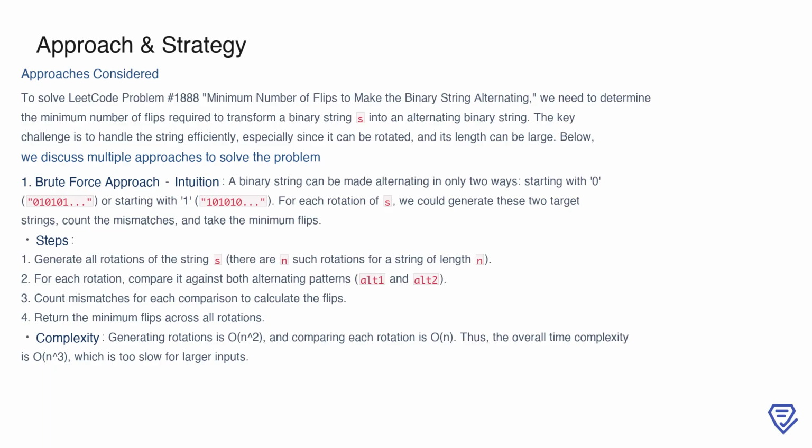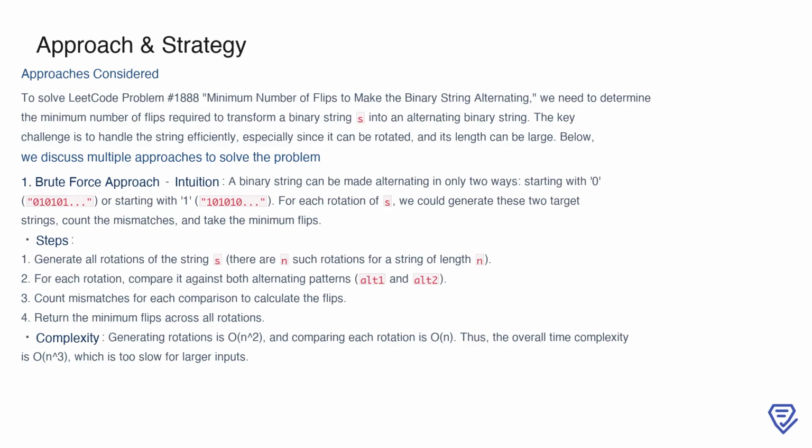One basic approach to consider is brute force. The intuition here is that an alternating binary string can only be one of two patterns, starting with 0 or starting with 1. For every possible rotation of the string, we can compare it with both of these patterns, calculate the mismatches, and record the minimum flips required.